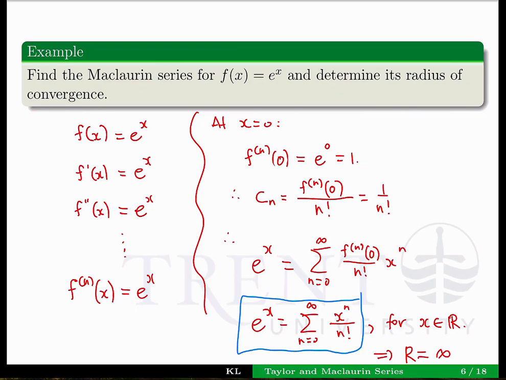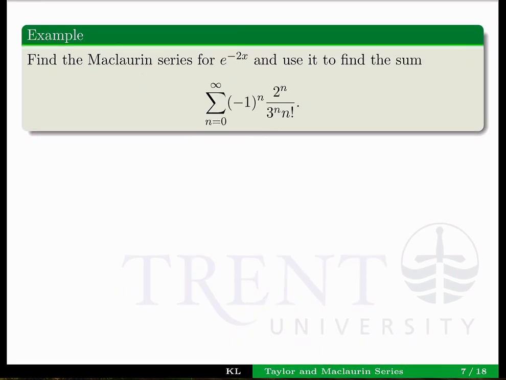So that's the first Maclaurin series for us, or Taylor series for us. Now, find the Maclaurin series for e to the negative 2x and use it to find this actual sum.